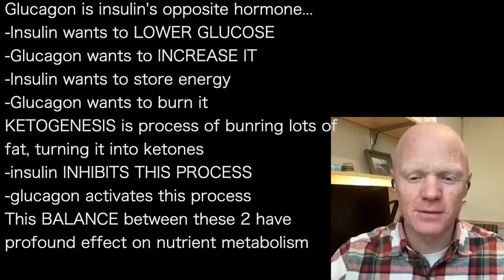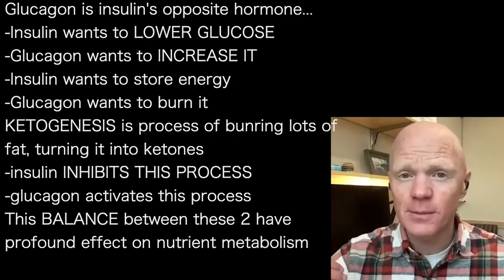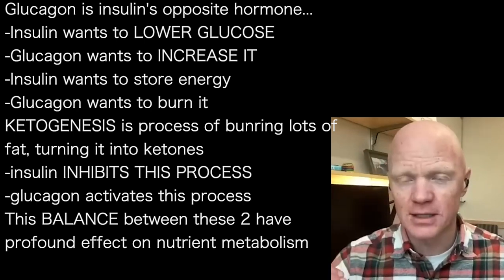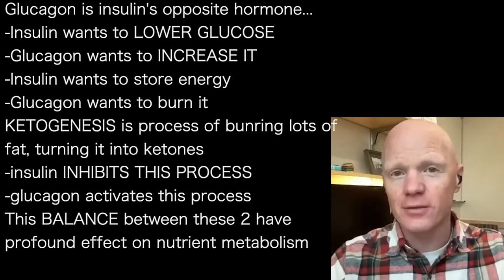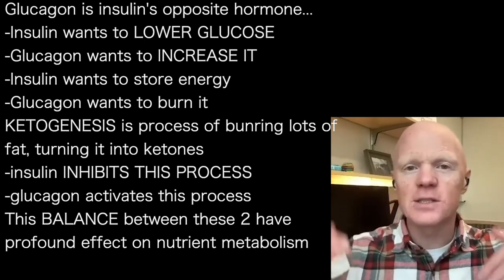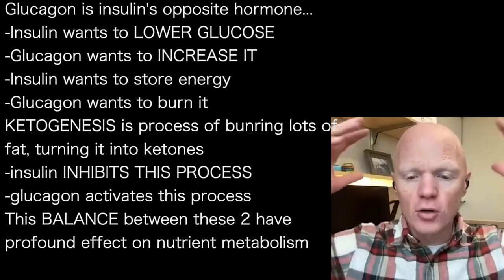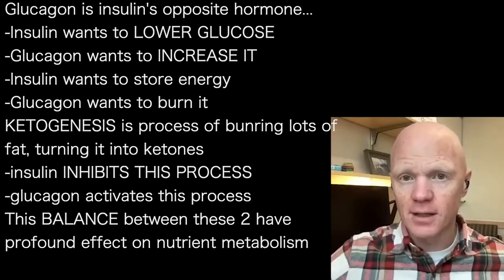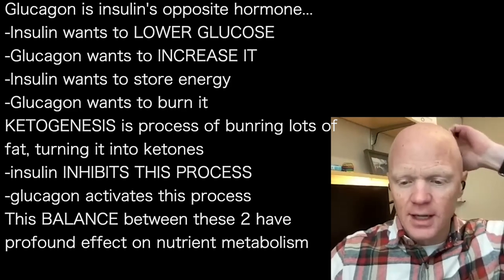Ketogenesis is the process of burning a lot of fat and turning it into ketones. Well, it's no surprise that insulin inhibits that, because insulin doesn't like burning things. It just wants to store them. And it's no surprise to learn that glucagon activates that. It stimulates it. So it's the balance of these two hormones that, in a way, have a profound whole body effect on nutrient metabolism.